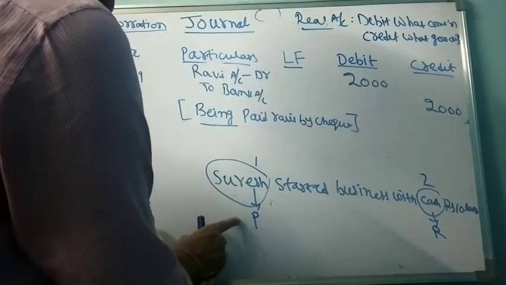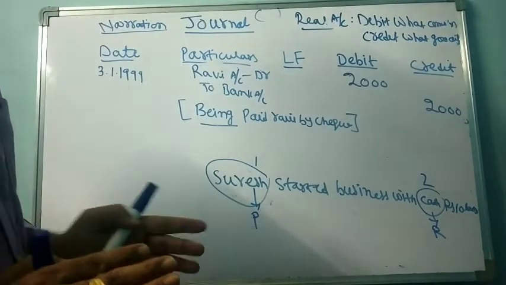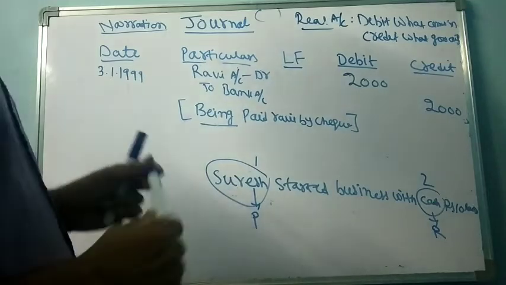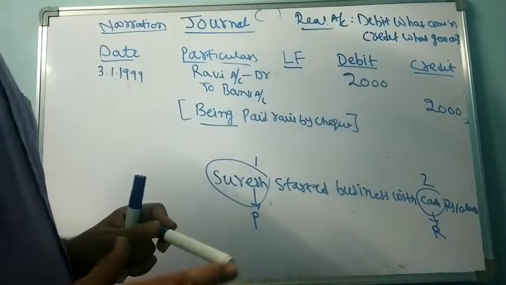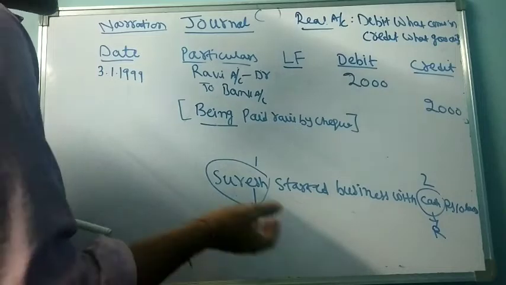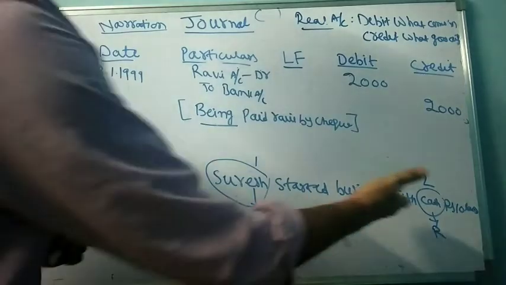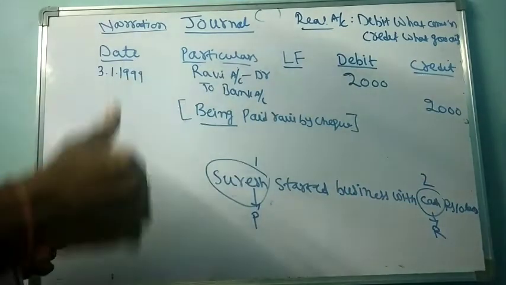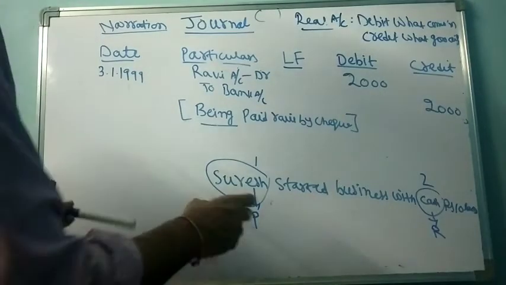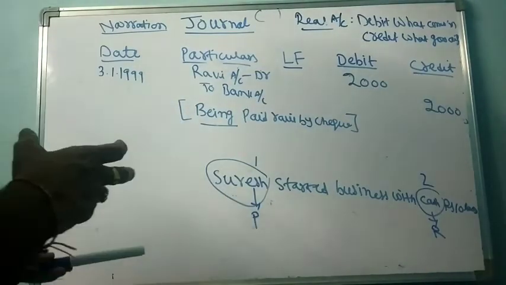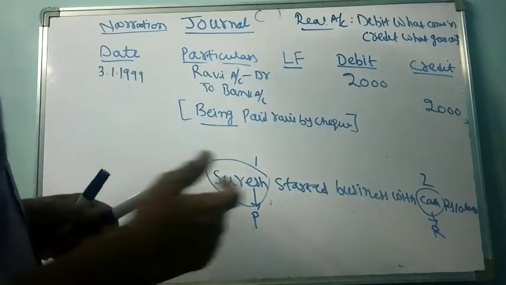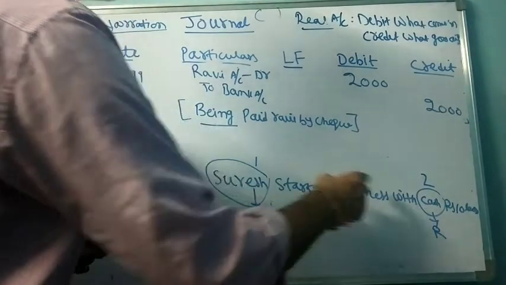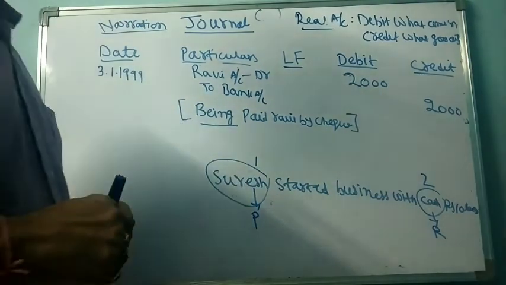Always think from the business point of view, not from Suresh's point of view. Suresh started the business, but from the business point of view, when Suresh is investing money, cash is coming into the business. Whether cash is coming into the business or going out of the business is important. Real account rules: debit what comes in, credit what goes out.